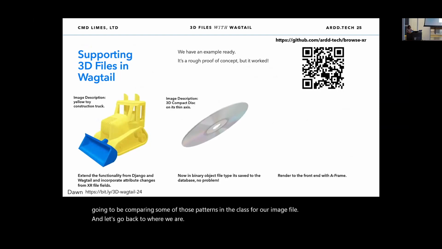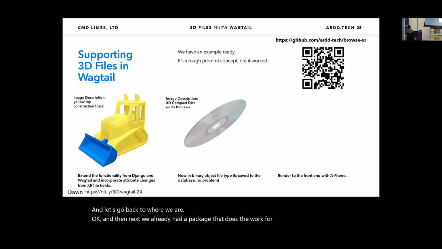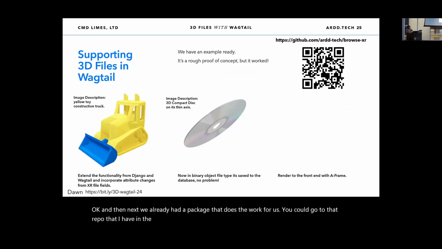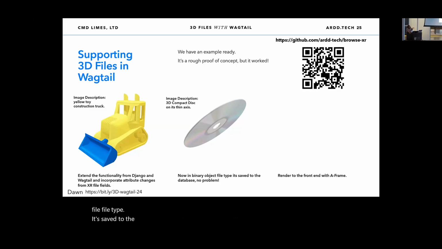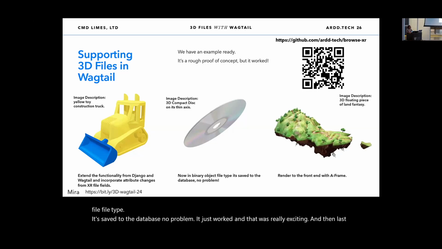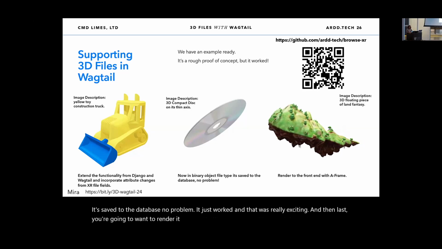Okay, and then next, we already had a package that does the work for us. You can go to that repo that I have in the top right-hand corner. It's tough code, friend. It's not bad, but it's tough code. It's really just a proof of concept. So we'll be here at the sprints to try to vet some of this a little bit more and see where this can go. But once you have it into the binary file type, it's saved to the database. No problem. It just worked, and that was really exciting. And then last, you're going to want to render it to the front end with A-Frame.